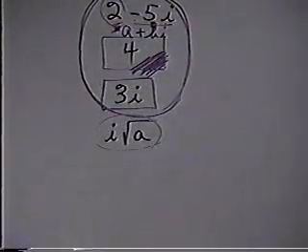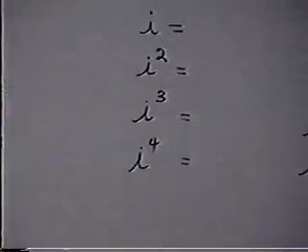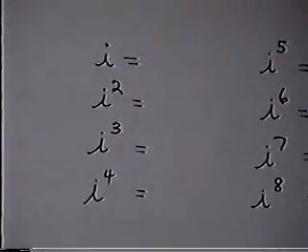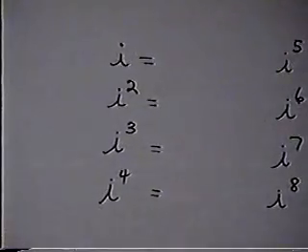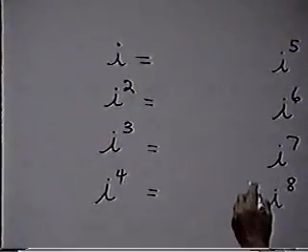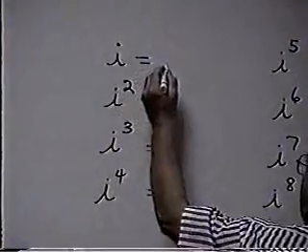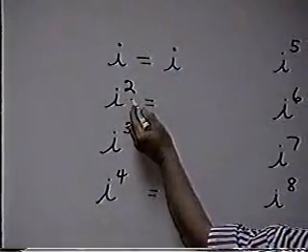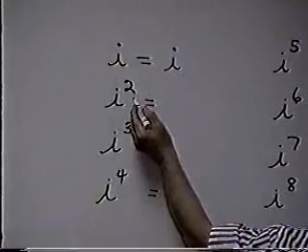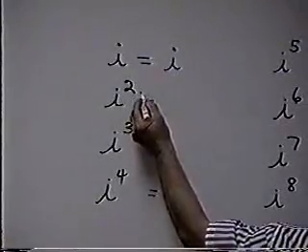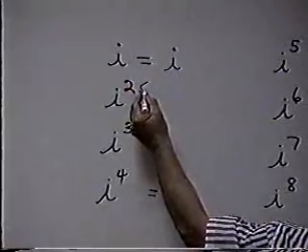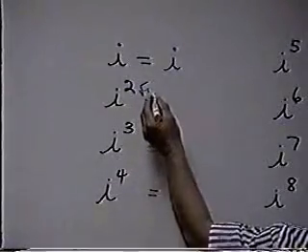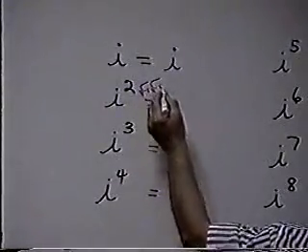All right, now let's go to some knowledge about I to different powers. Let's look at all these examples that I have there. First of all, I is considered to be I squared. What's I squared? I squared would be the square root of minus 1 times the square root of minus 1.